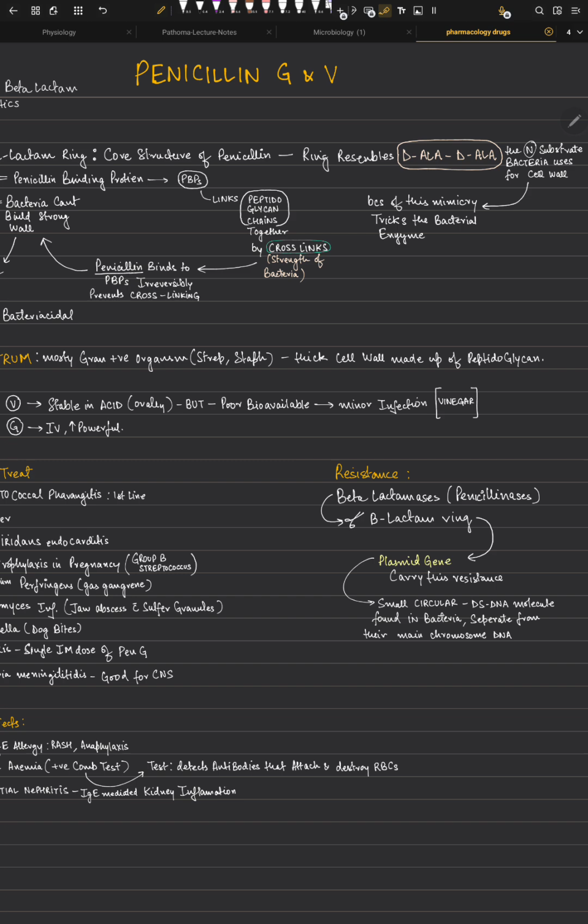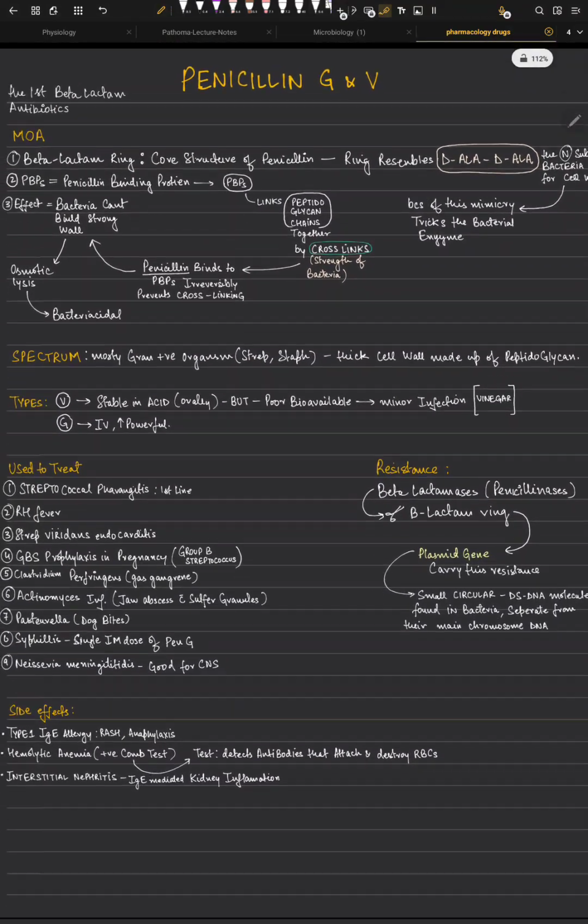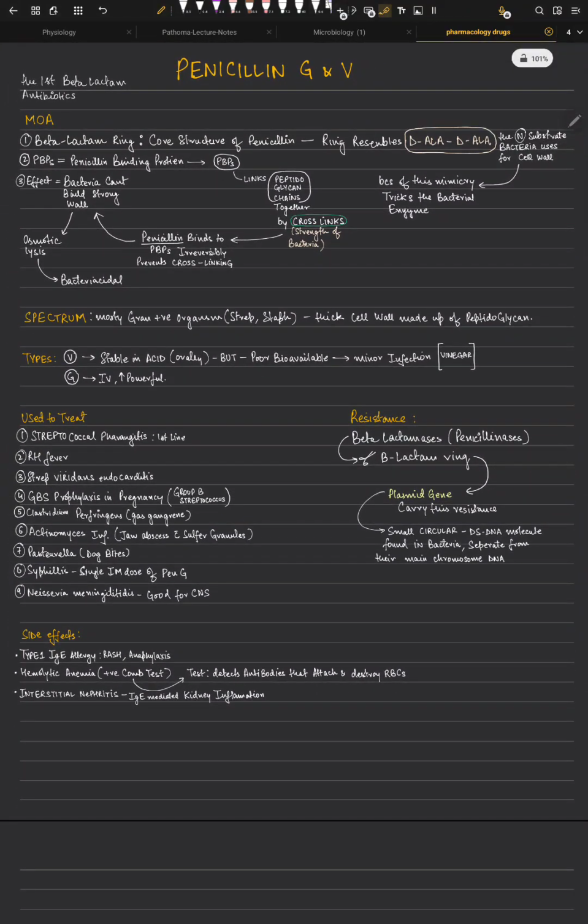Resistance to penicillin G and penicillin V can occur if any bacteria have something called beta-lactamase, also called penicillinase. What happens is that it can break down, or cleave, the beta-lactam ring that penicillin has, and this beta-lactamase usually comes from something called a plasmid gene. This carries the resistance in themselves, right? Now this plasmid is a small circular double-stranded DNA molecule found in bacteria, separate from their own chromosomal DNA. So it means it is something which they have learned. So any bacteria that has this plasmid can be resistant to penicillin. So that was penicillin G and penicillin V.